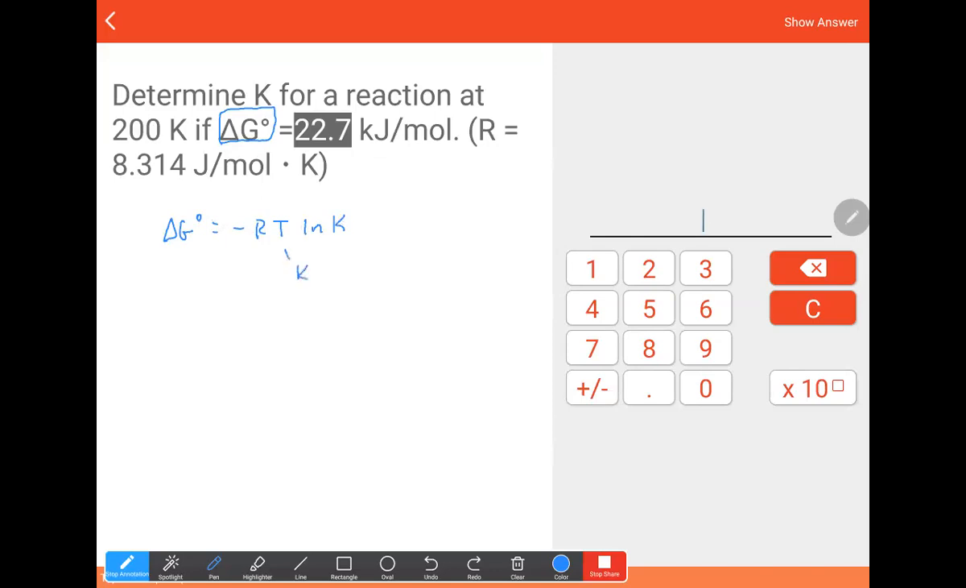Now, a couple things to be aware of. Temperature has to be in Kelvin. R is usually listed as 8.314 joules per mole Kelvin. I like to think of it as 0.008314 kilojoules, because you have to convert everything to either joules or kilojoules. And so I'm going to convert this to kilojoules.